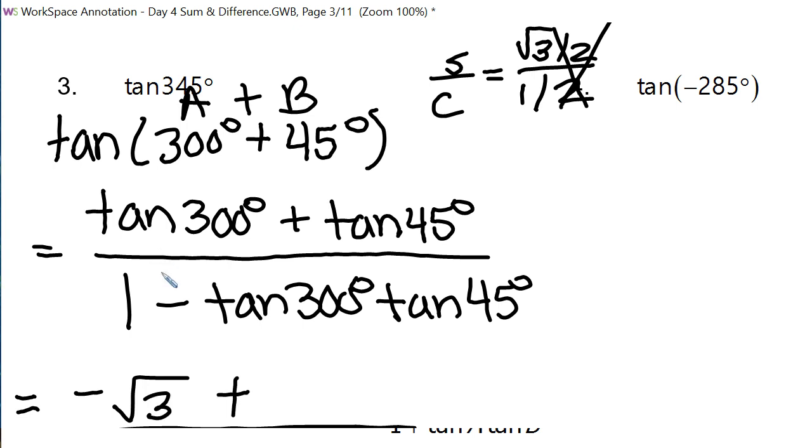Then we'll have a plus sign. And what's the tangent of 45? 1. And in the denominator we'll have 1 minus, and then we need to multiply those two tangent values, so we need to multiply negative square root of 3 times positive 1.